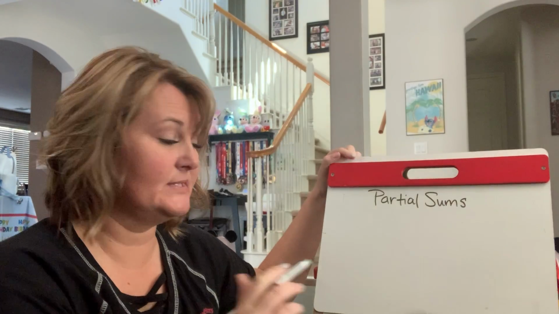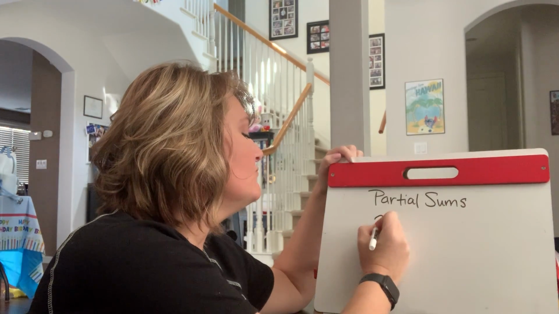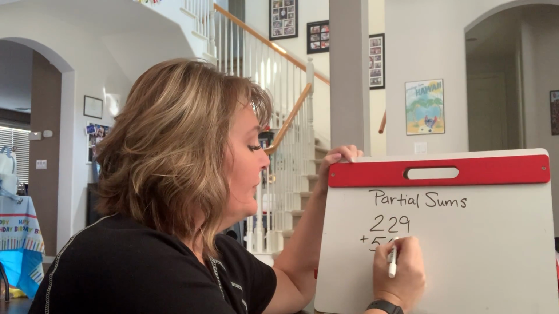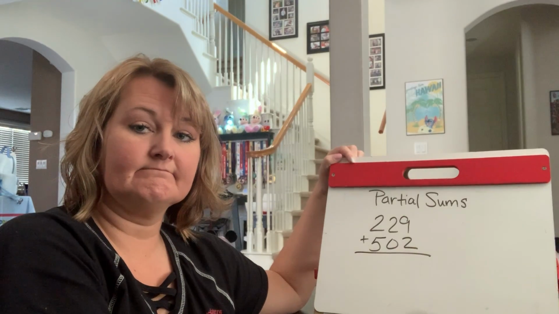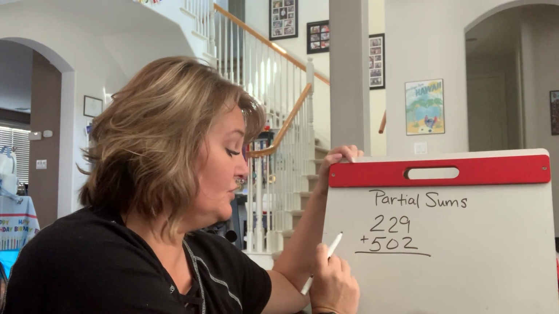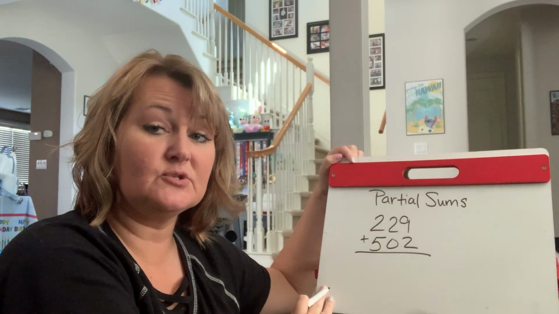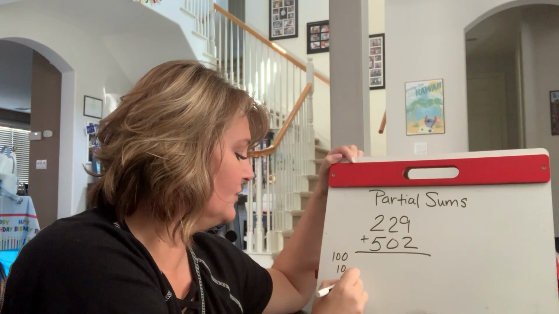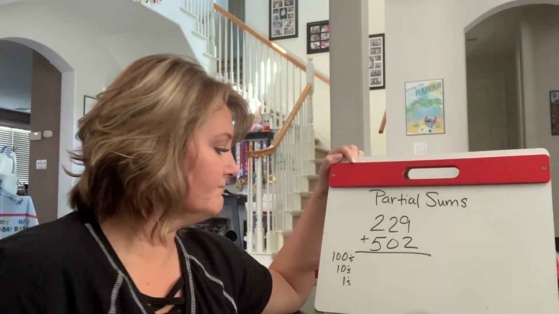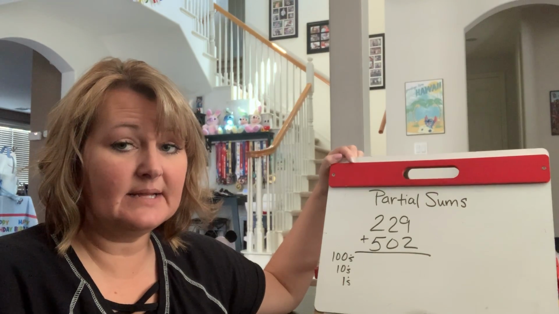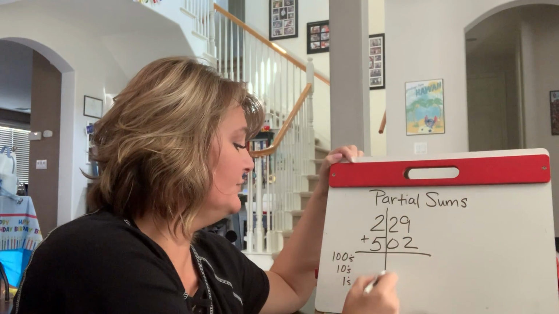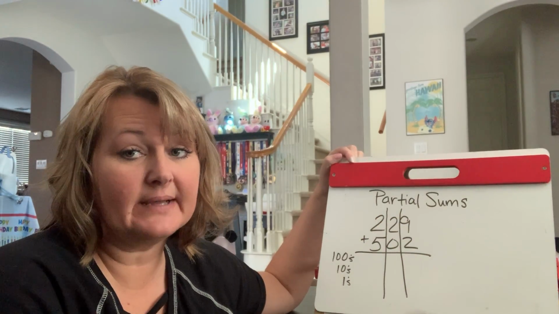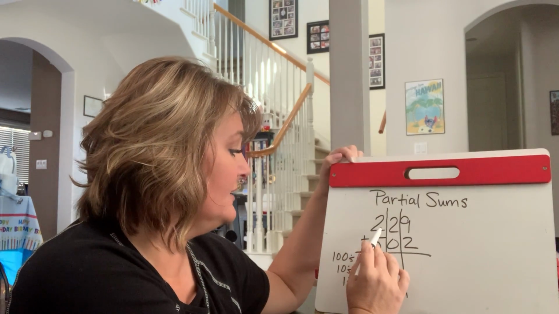So let's look at that again. This time we're going to add those hundreds in. So let's say we had 229 plus 502. You don't have to write these on the side. I'm doing it as reminders so you can see where I'm pulling from. You can do your 100s, your 10s, and your 1s, and make sure that you are lining up correctly. Again, if you need to put lines so you can see how to line it up, you're more than welcome to do that.